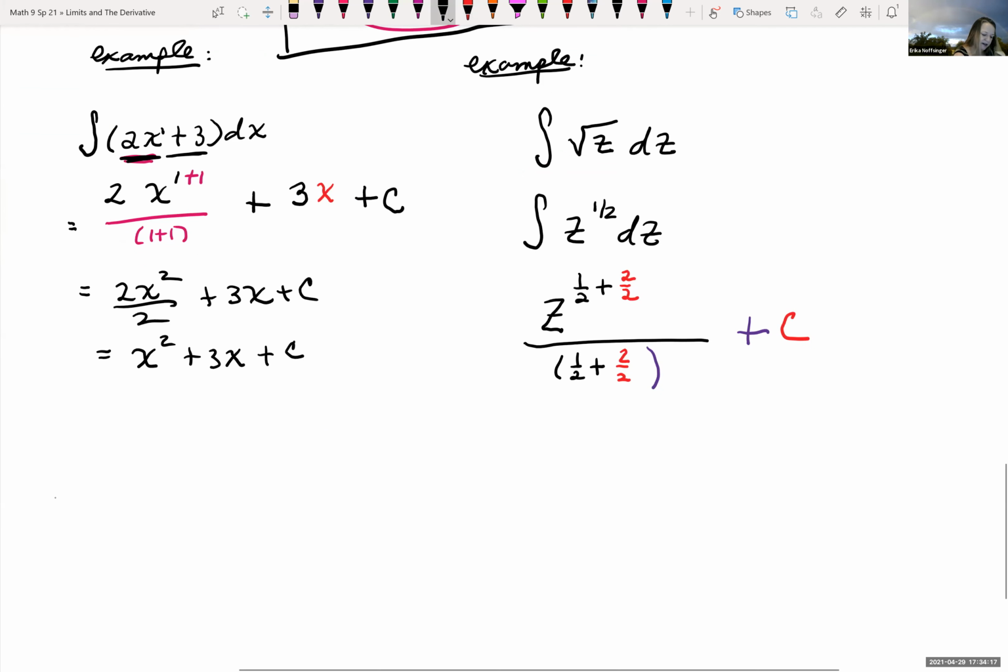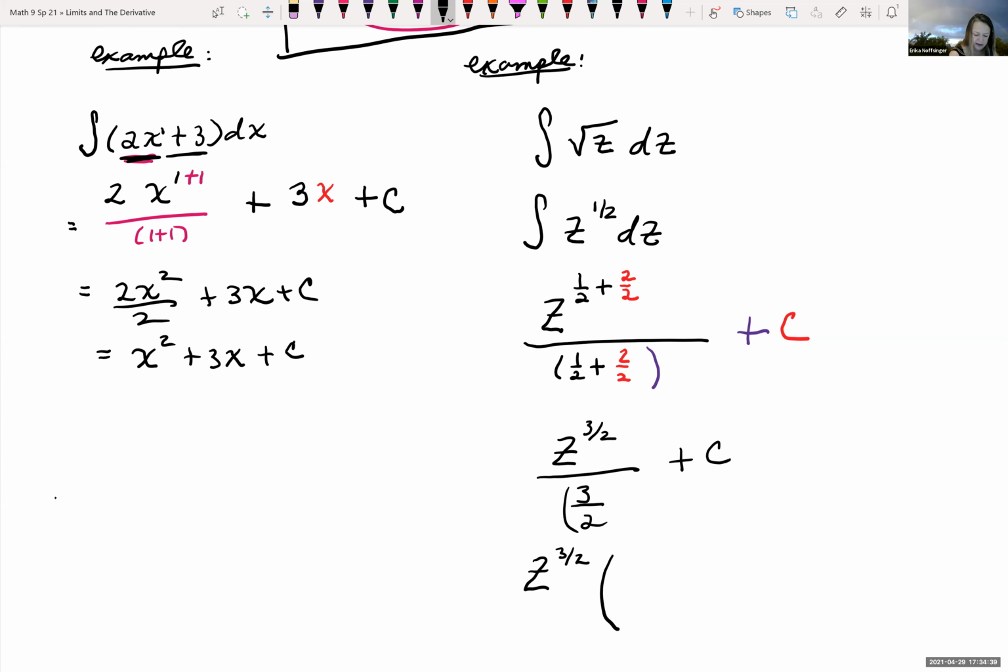So let's just simplify this a little bit. This is z to the 1/2 plus 2/2, which is 3/2, divided by 3/2 plus c. Well, we don't really like fractions within fractions. So this is the same thing as z to the 3/2 times the reciprocal of this denominator. The reciprocal is 2/3, plus c.